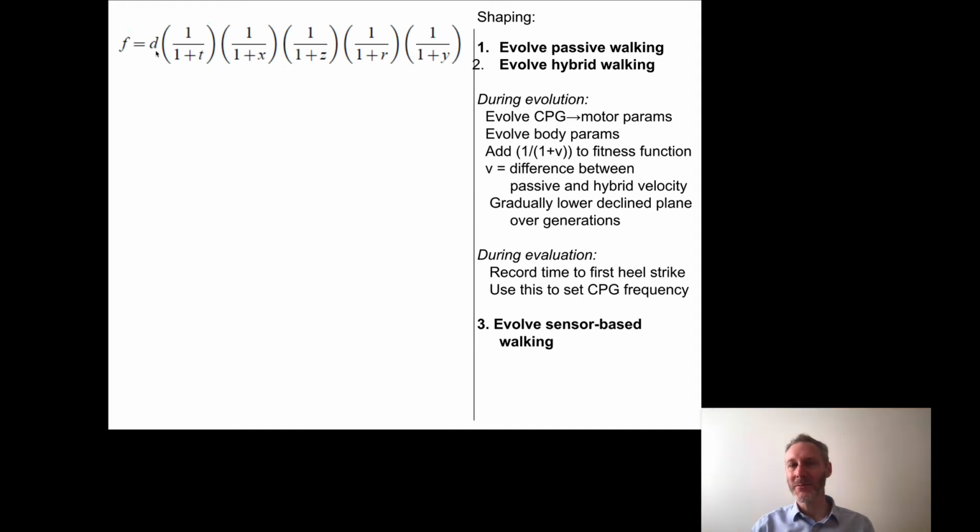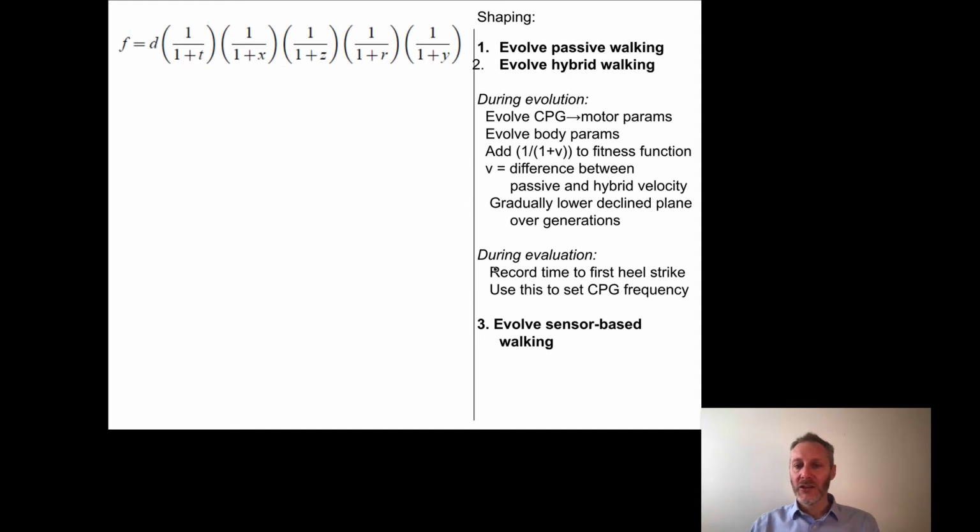So we're still maximizing D. We still want the robot to walk quickly down the declined plane, and it should also walk quickly on flat ground, but it hasn't had much experience walking on flat ground because these bipeds are emerging from phase 1. So V is probably going to be pretty high. There's going to be relatively low fitness in the second phase. But by gradually lowering the declined plane, the robots are evolving the ability to handle both environments.